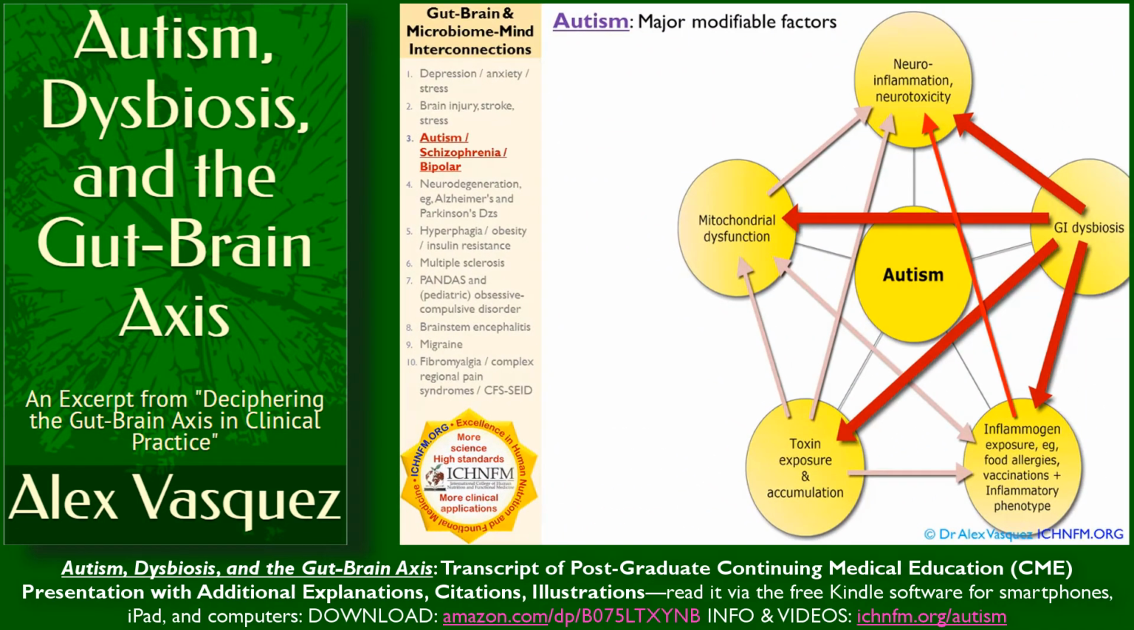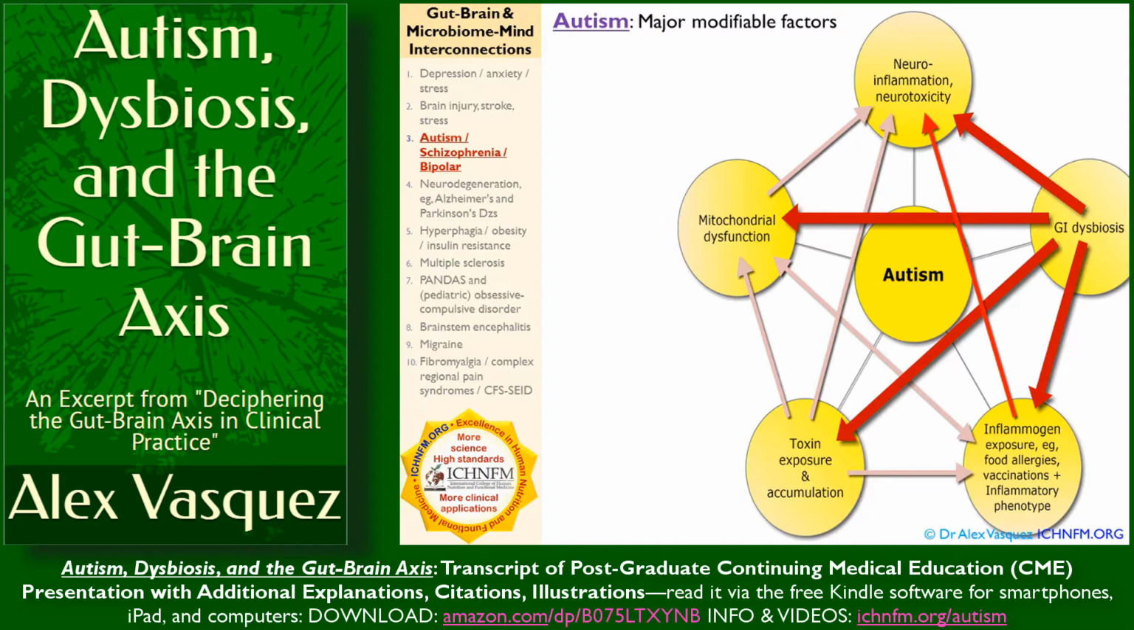Moving our focus now to autism, let's look at some of the major modifiable factors, starting at the top and then moving in a clockwise manner. I think the key, foundational, and fundamental cornerstone or keystone aspect of autism is the neuroinflammation and neurotoxicity. We also see very clear evidence of GI dysbiosis in autism. That dysbiosis, of course, leads to inflammagen exposure, also exacerbation of food allergies.